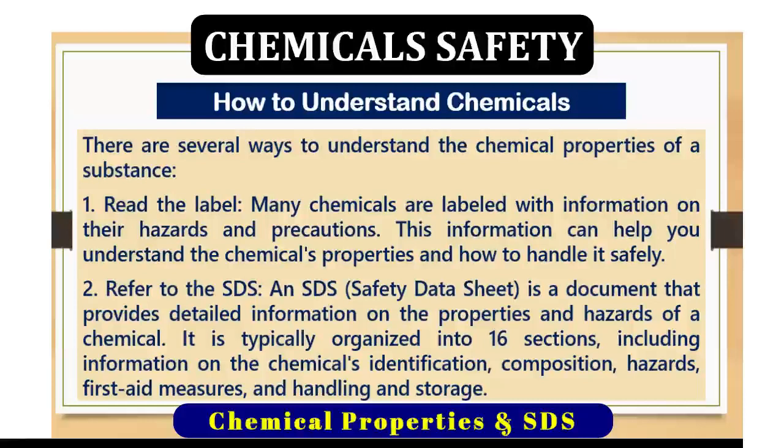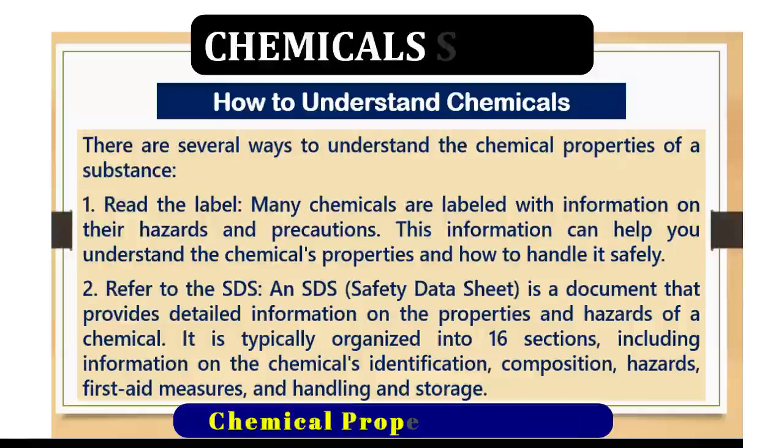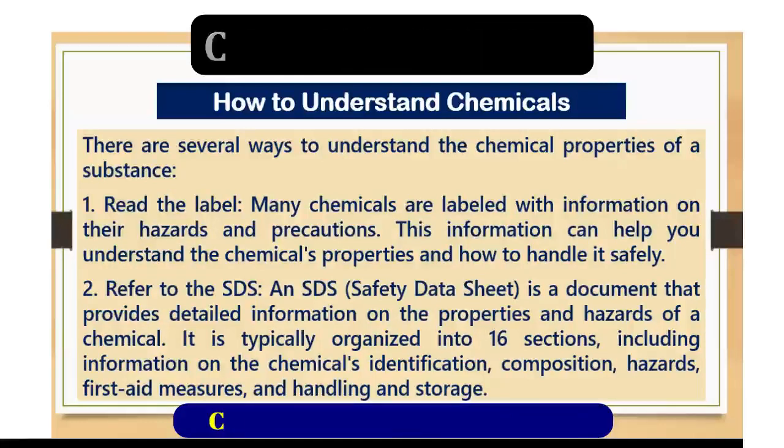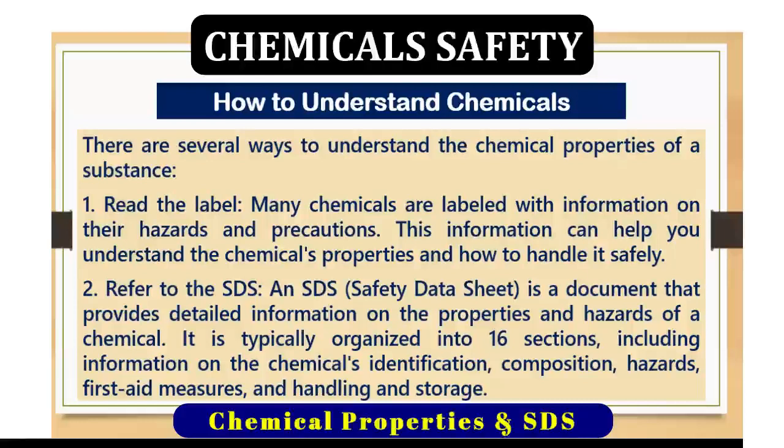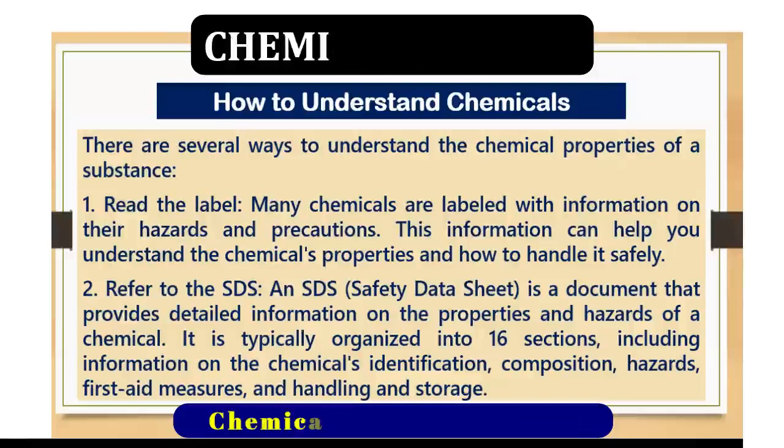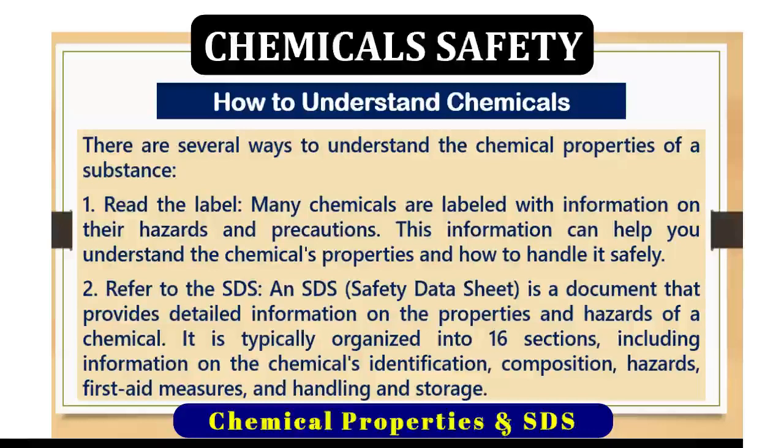Dear friends and fellows, there are several ways to understand the chemical properties of a substance. The number one point is read the label. Many chemicals are labeled with information on their hazards and precautions. This information can help you understand the chemical's properties and how to handle it safely. So, the most important point to handle, to use, to transport, or to store chemicals is to read the label first.